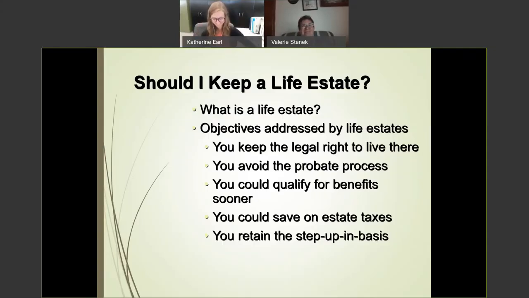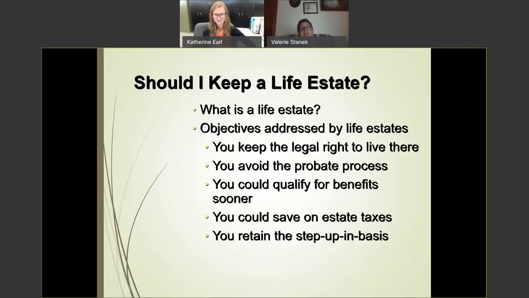Thank you. All right, so let's talk about life estates. A life estate is a handy tool in the toolbox because what it does is it transfers the ownership of your house. Technically, the majority of the house is owned by your heirs, and you retain what the state deems to be a small sliver of the estate.